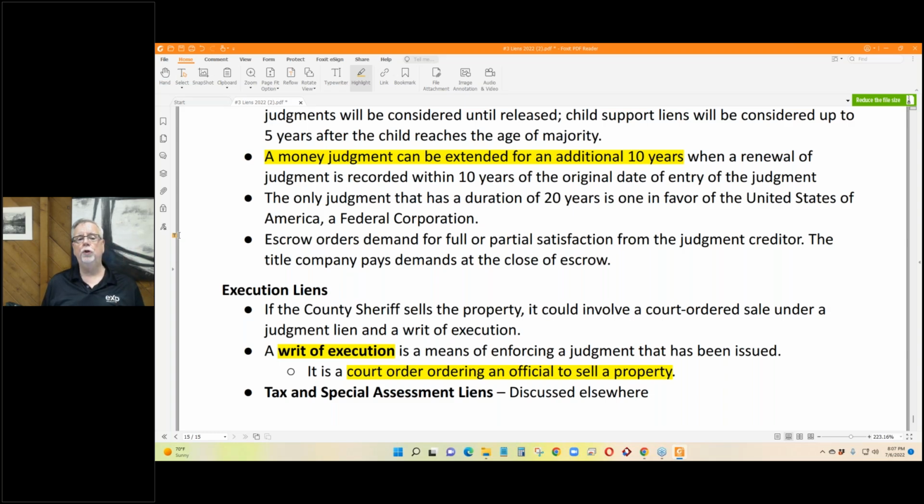Now, you can record a judgment in every county. And in fact, usually if you get a judgment against somebody, you record it in every county in California because you may not know where they own stuff. And if you do record it, it eventually liens the property that they own.